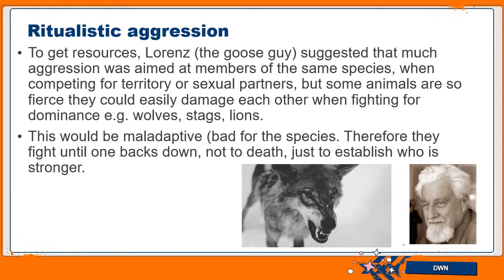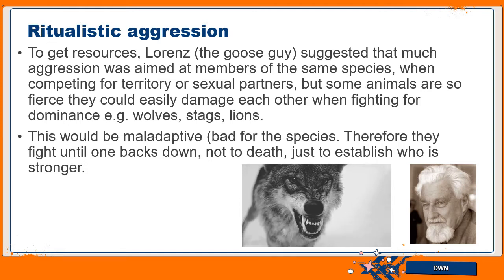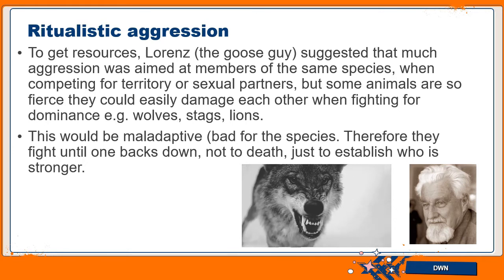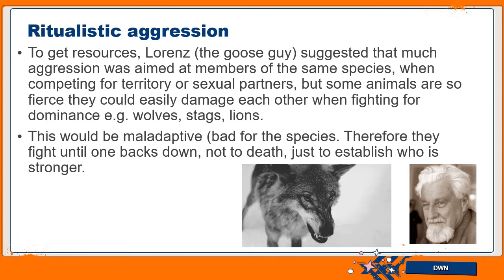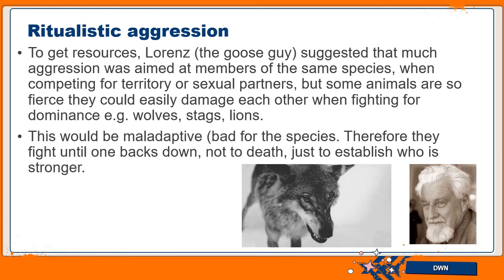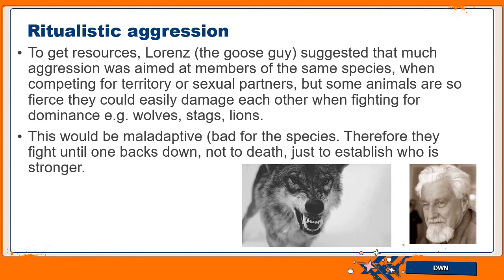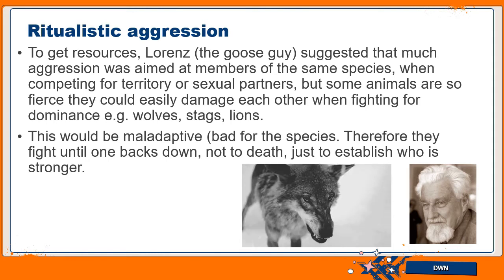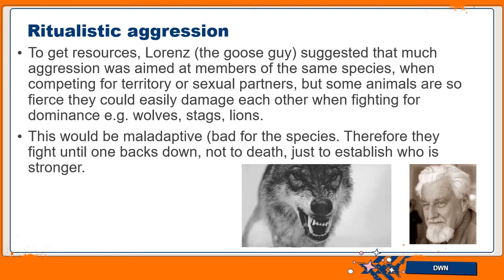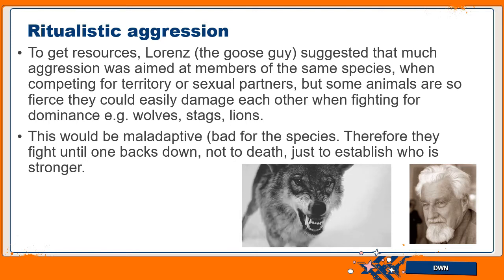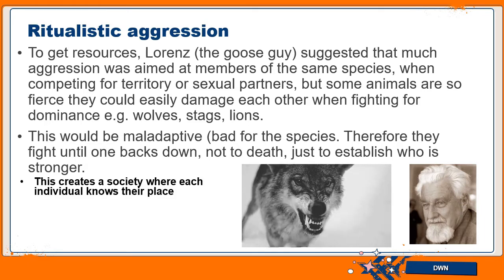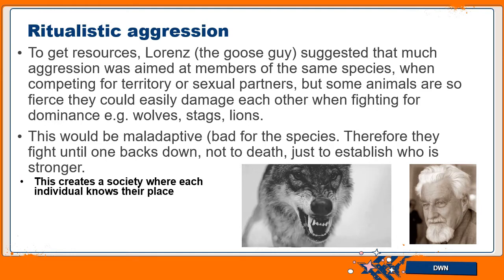So instead, what they're doing is they're using aggression to establish dominance of one over the other, not to cause death, but just to tell the other, listen, pal, I'm stronger than you. If it comes down to it, I would kill you. That's what the baring of the teeth is to suggest. And therefore, there's no need to engage in an aggressive act which would result in death. So we call this ritualistic aggression. It's a ritual. The wolf bares his teeth, the stags lock horns, so on and so forth. And this creates an animal society where every individual knows their place within the hierarchy.